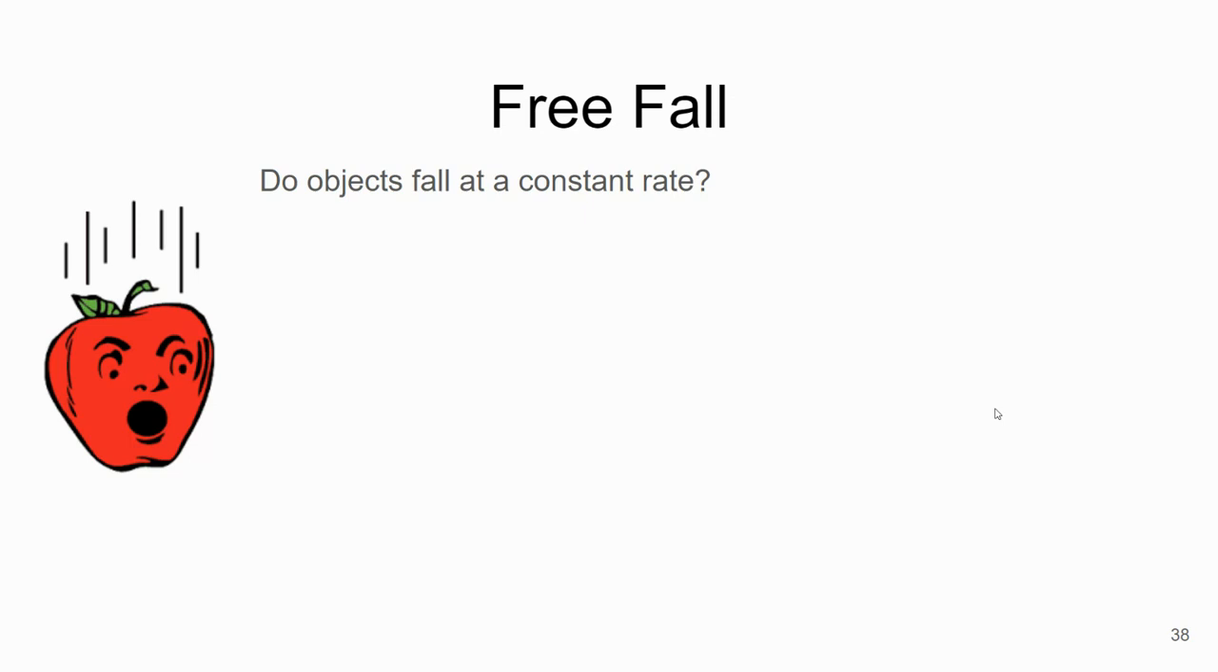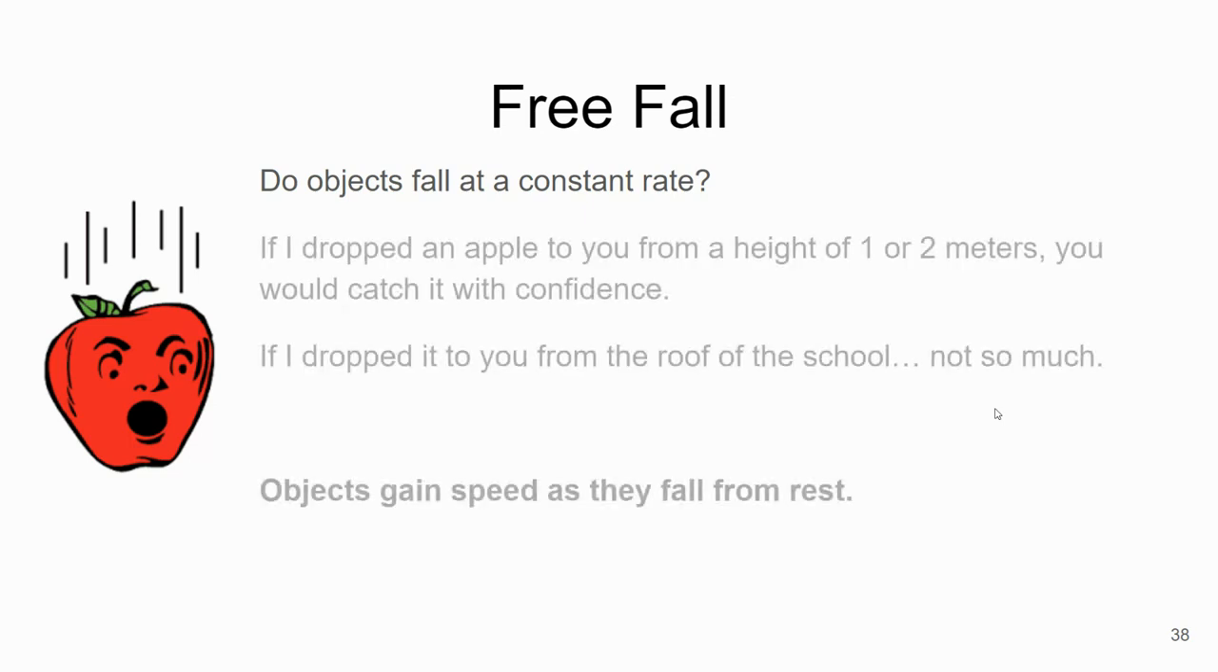So, do objects fall at a constant rate? In fact, they do not. A common misconception, something that Aristotle would have thought, is that things just fall at a constant rate because it's in their nature to do so, according to Aristotle. But that's not actually true.